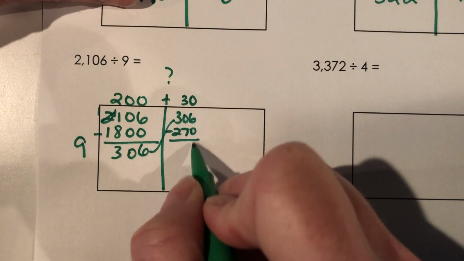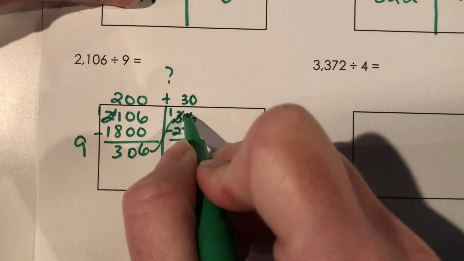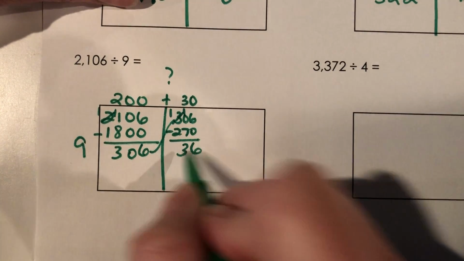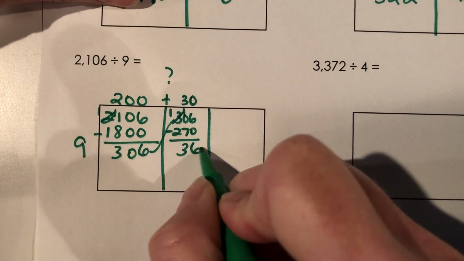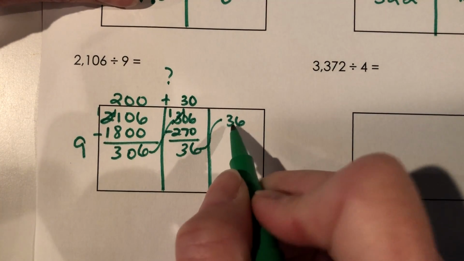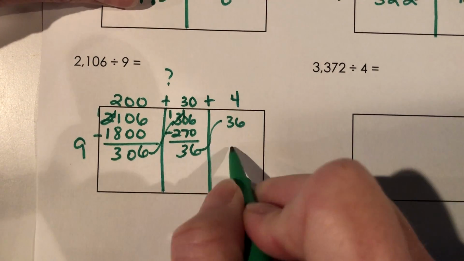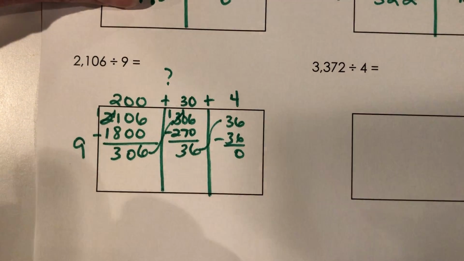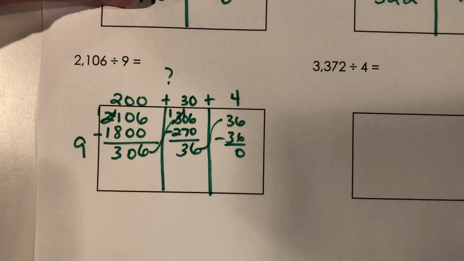And we subtract. 6 minus 0, can borrow from that 3. 10 minus 7 is 3. So there's still some left over. I'm going to carry it over to this next box. 9 times what gets me closest to 36? Well, 9 times 4 is exactly 36. So I have none left over. That's how I know I'm done.